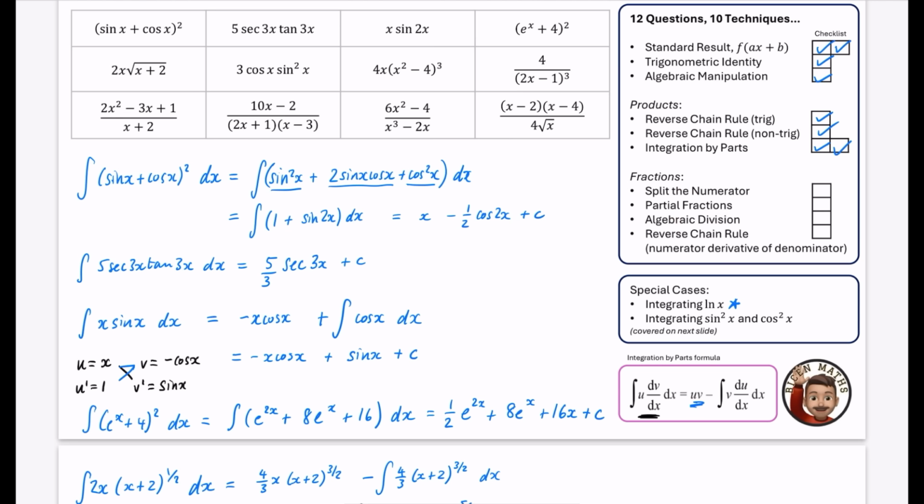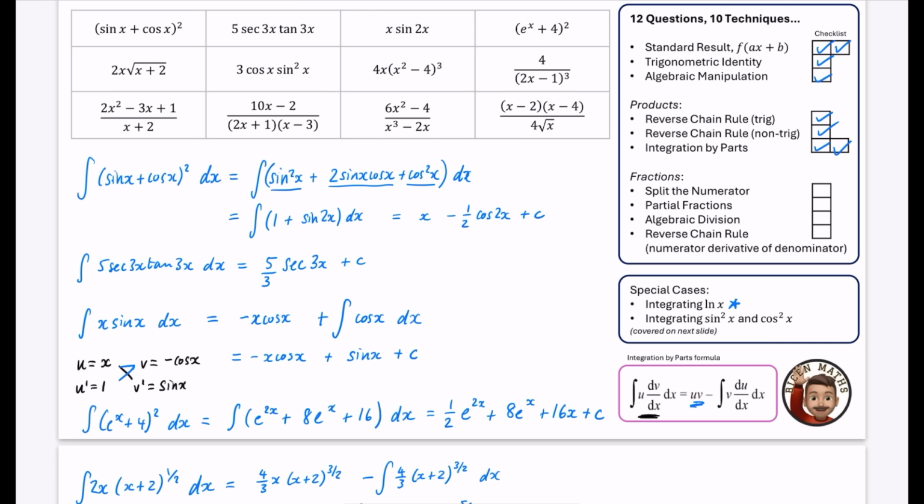And we've got these 4 different techniques: split the numerator, which is kind of just a year 1 technique, really; partial fractions; algebraic division, which is when we have a top-heavy fraction, that's when you want to do algebraic division; and then the reverse chain rule, where the numerator is the derivative of the denominator.